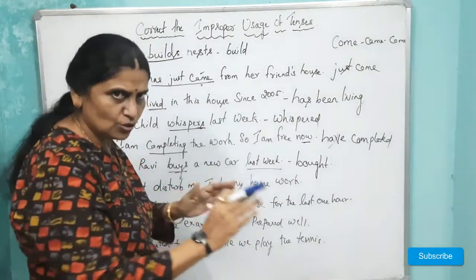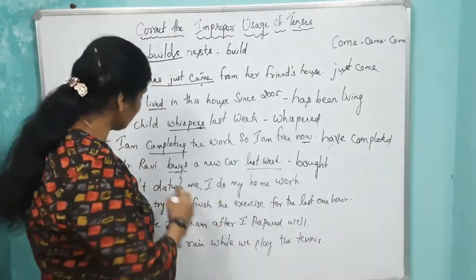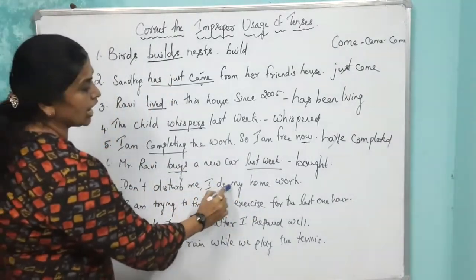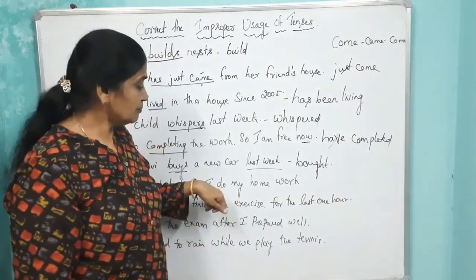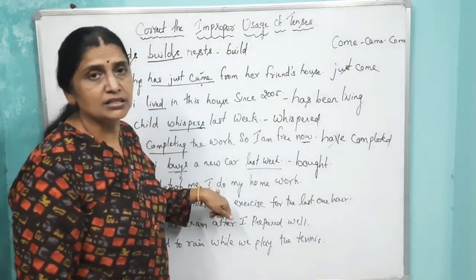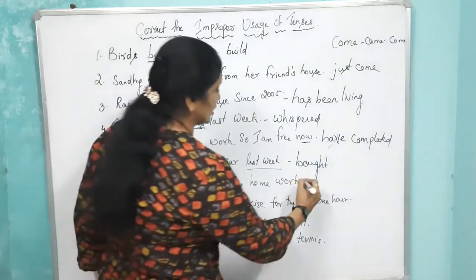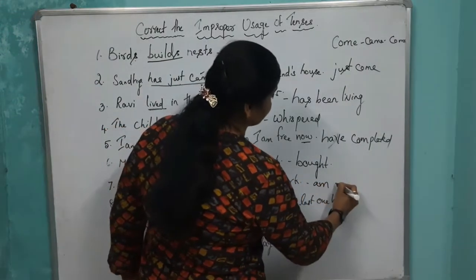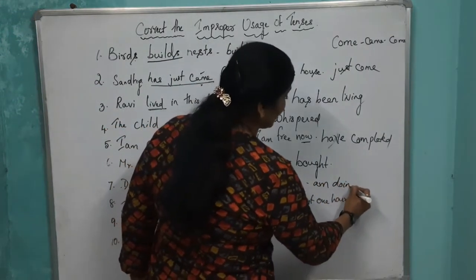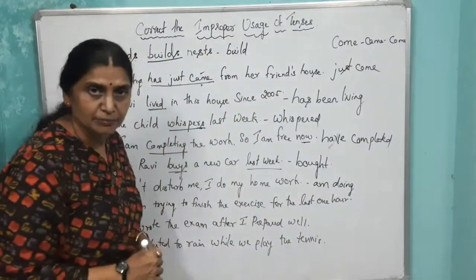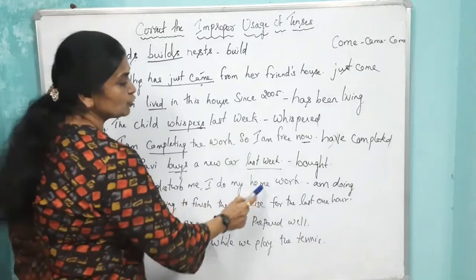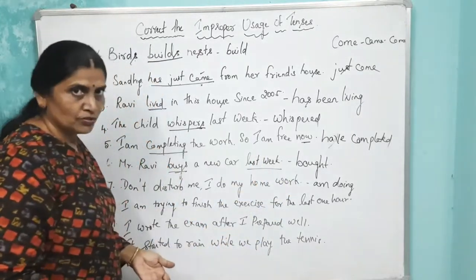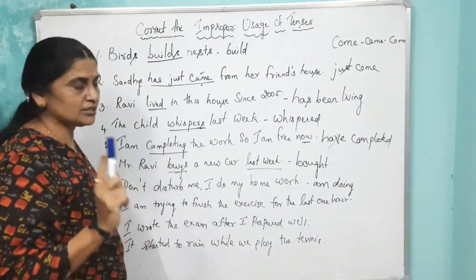Don't talk to me. Right now the conversation is taking place. Don't disturb me. I do my homework. I do my homework. This is in the present tense, but it cannot tally. So what you have to write? I am doing. Since I am doing my homework, you don't disturb me. That is what you have to say. So don't disturb me. I am doing my homework now.